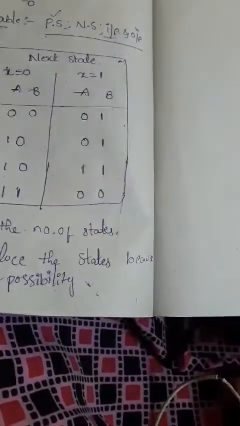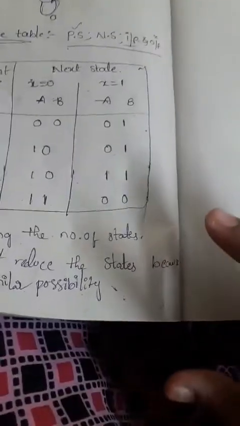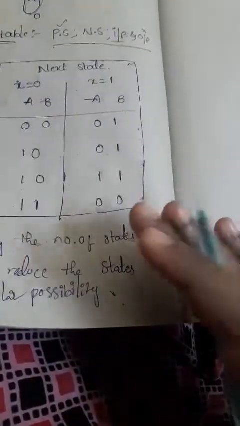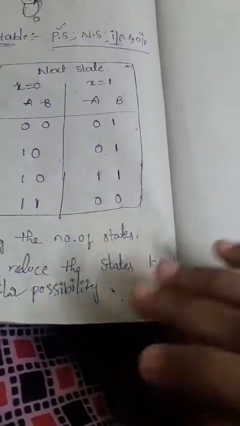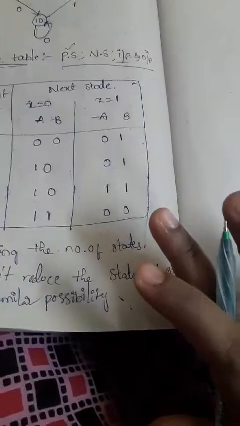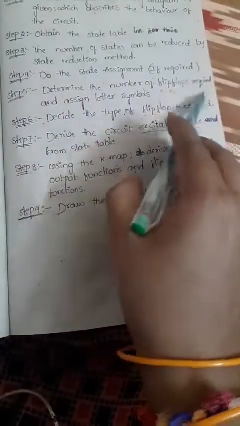If the state table consists of alphabet letters, we can't do the next step, because if you want to design the sequential circuit, compulsorily only binary information must exist. Okay, so now we'll go with step 5: determine the number of flip-flops required and assign letter symbols.